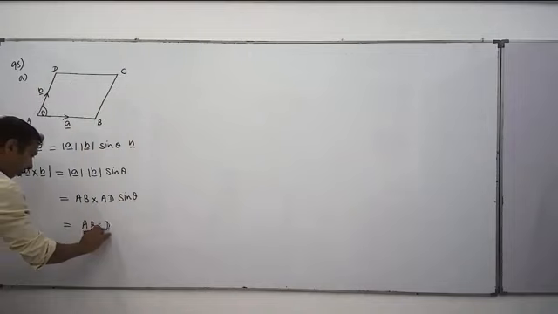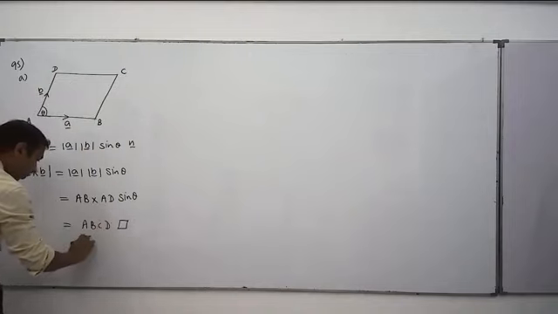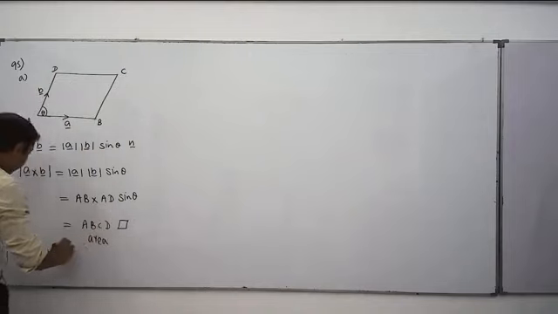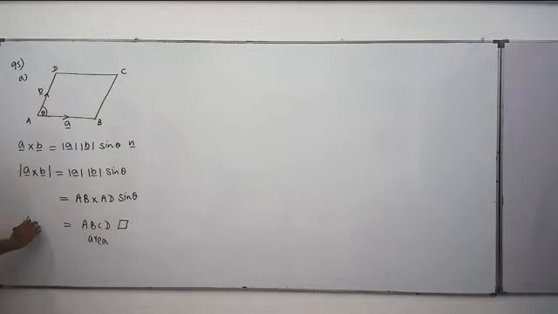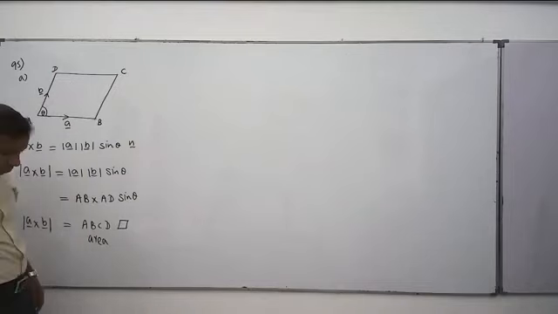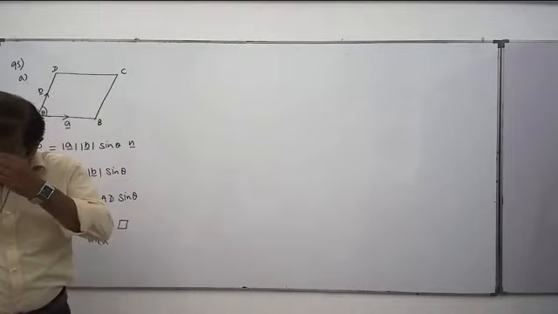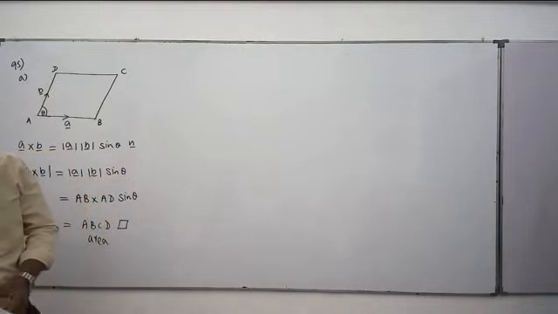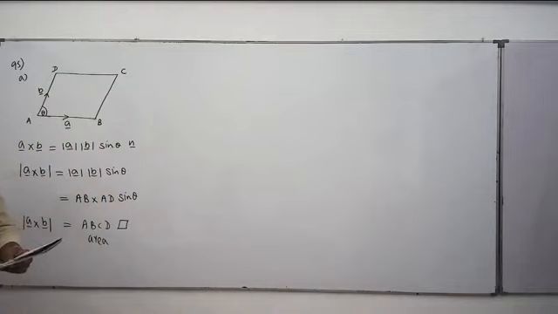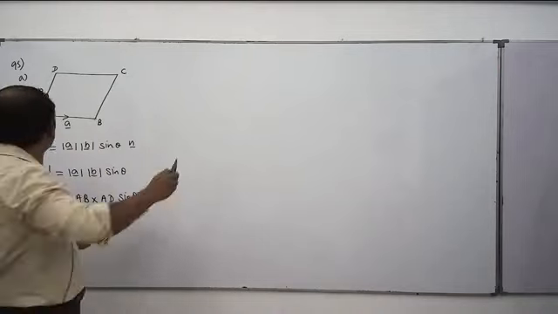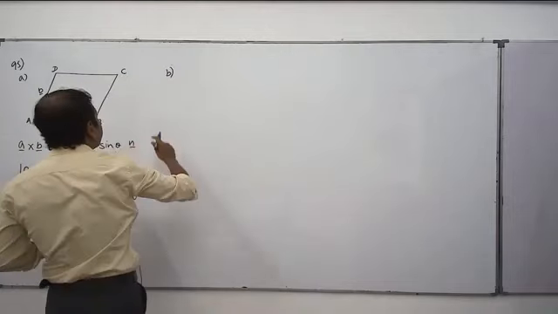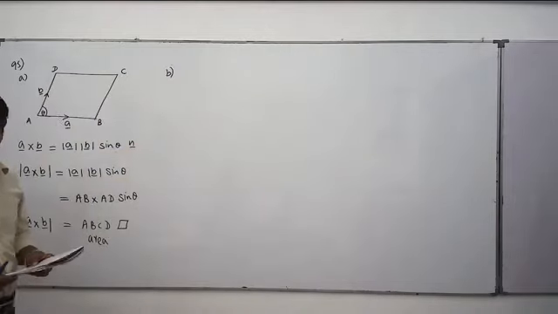So therefore, people, the ABCD parallelogram area is given by A cross B modulus. Understood? Right. Take its part B, people.